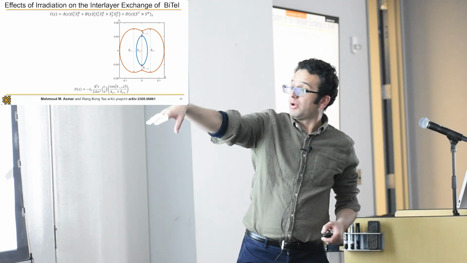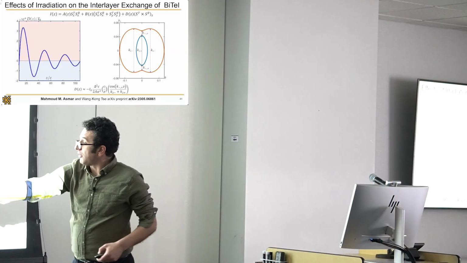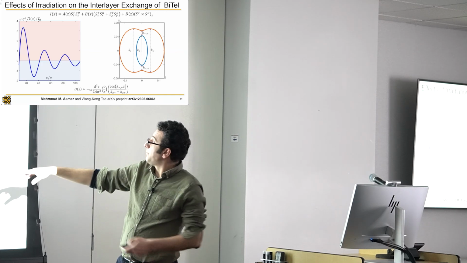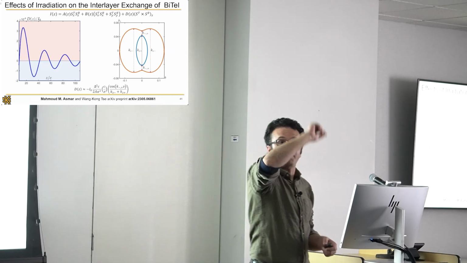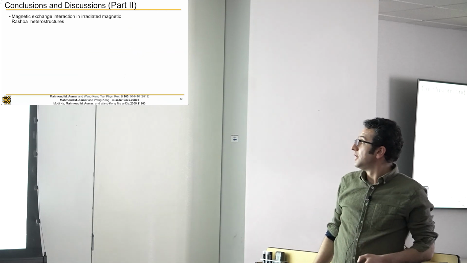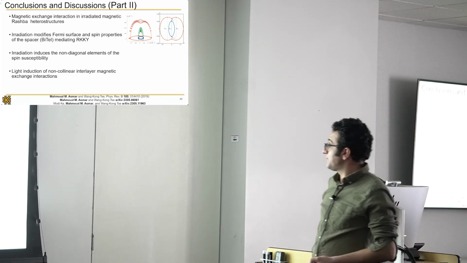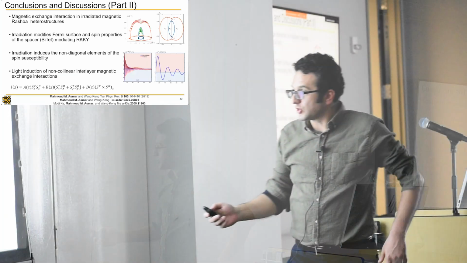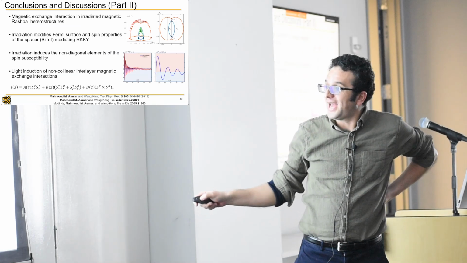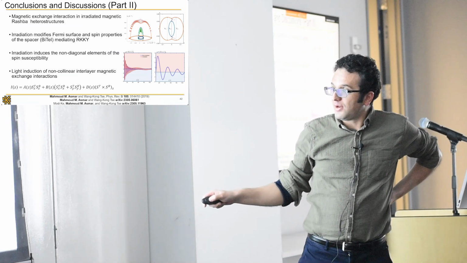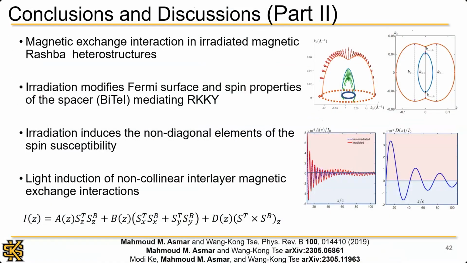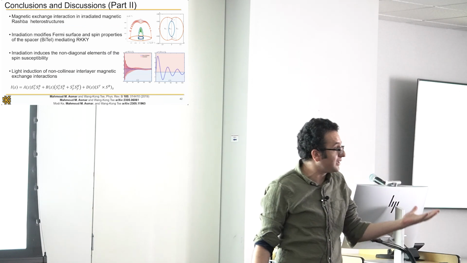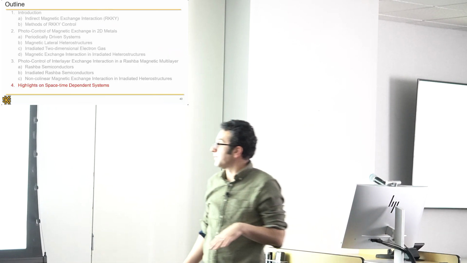And if I plot the non-collinear term, I see that it's non-zero, and it depends only on this term over here, which means that I have a very long period of oscillation. So with this, we have seen in this part that the most important part is that we can generate a non-collinear exchange uniquely due to the presence of an irradiation field on a material. So I can generate couplings that were not present just simply by irradiating my material.